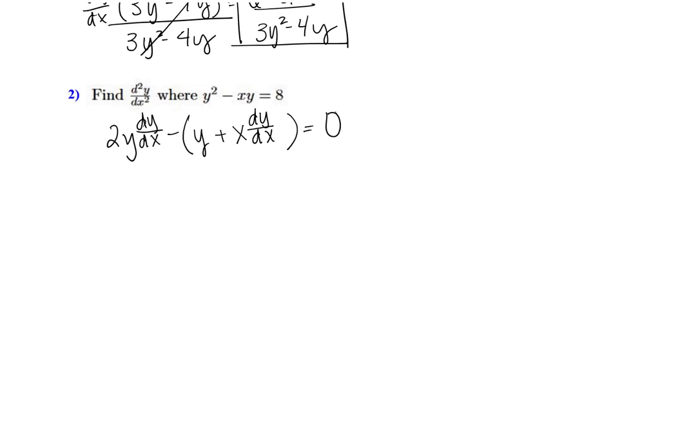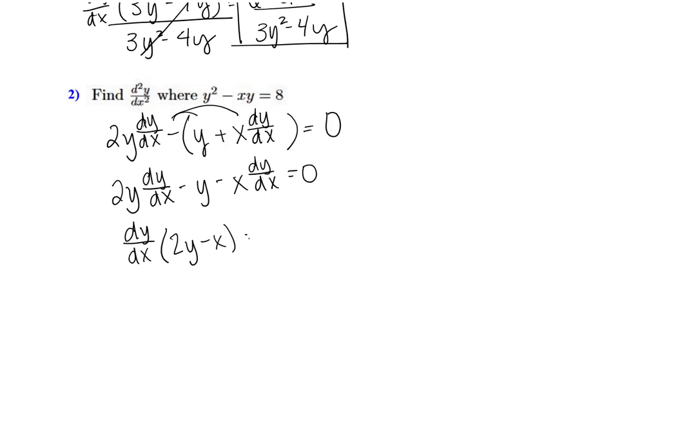The derivative of 8 is 0. I'm going to distribute that negative really fast, so I have 2y dy over dx minus y minus x dy over dx equals 0. All right, same thing as before. We're moving that y, and I'm actually just going to factor this out already. So I'm left with 2y minus x equals, that y got moved over, so we have a positive y here. Solving, so I'm just dividing by 2y minus x.